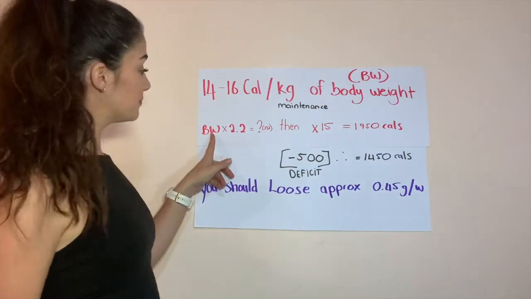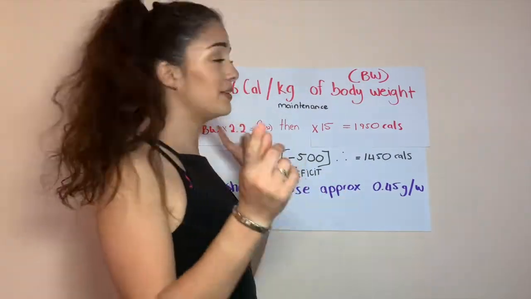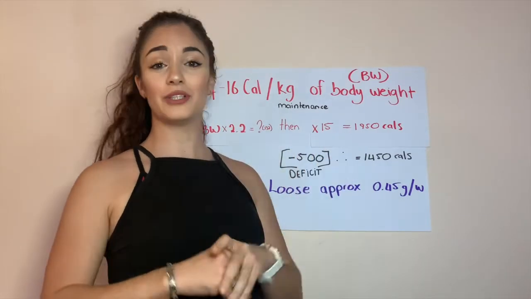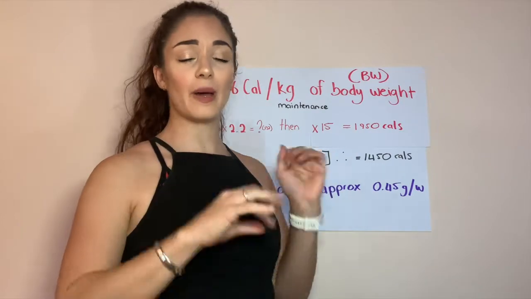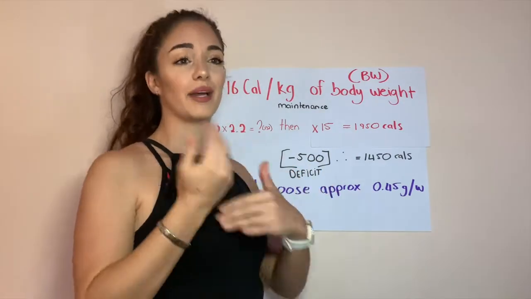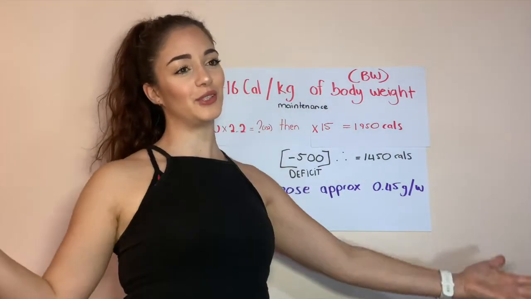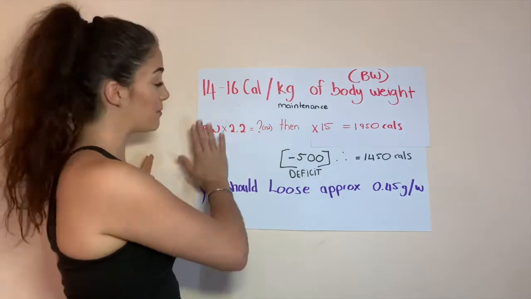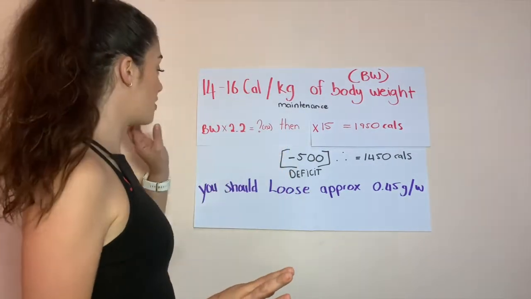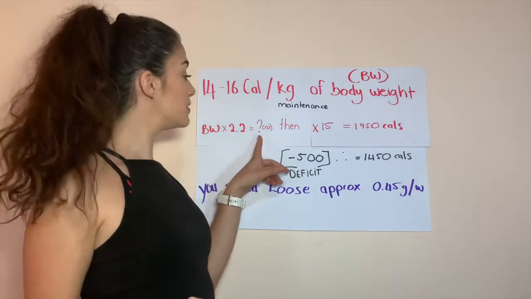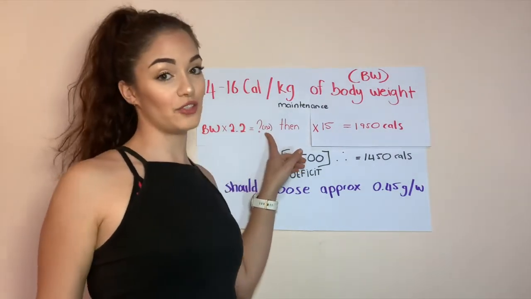Now, to start off with the calculations. Take your body weight and times it by 2.2. The reason why I'm multiplying it by 2.2 is because the calculation I use, they use pounds, so I'm just converting my kilograms to pounds. Yeah. Just take your body weight and multiply it by 2.2. I took an average female's weight of 60 kilograms and multiplied it by 2.2, and I got 132 pounds.